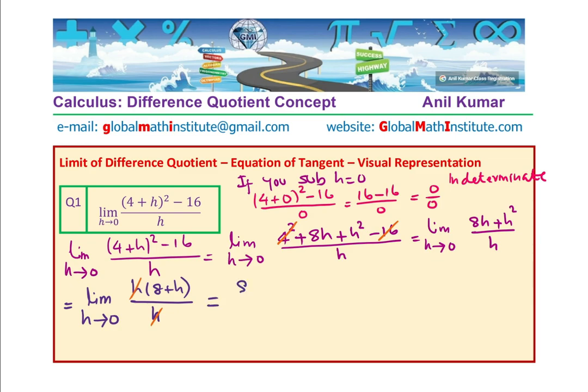So substituting, we get 8 plus 0, which equals 8. And therefore we have our solution, and that is to say that the limit as h approaches 0 of (4 plus h) whole squared minus 16 over h is equal to 8. Perfect. That is what you get. So now we have done the first part, and that is to evaluate this particular limit. Now let's do part 2.